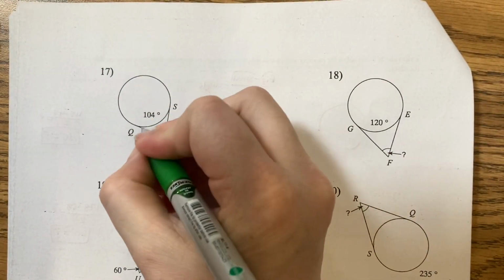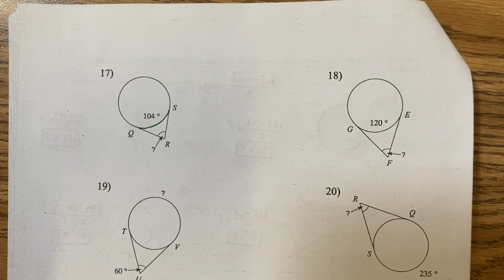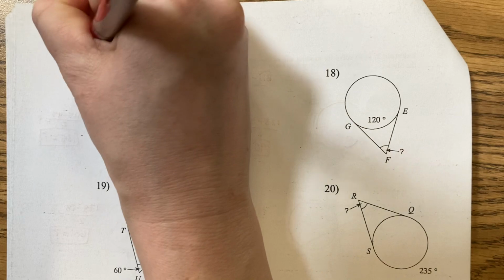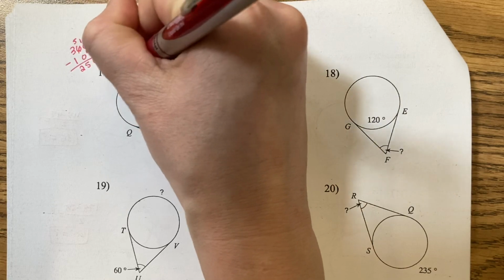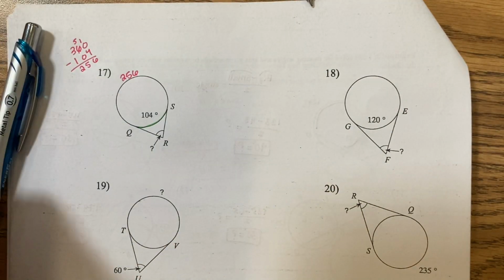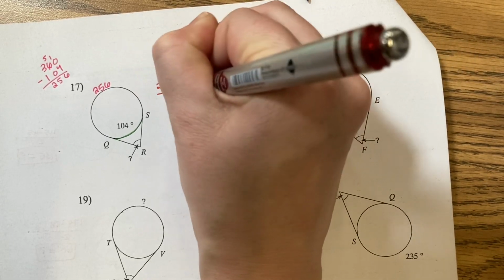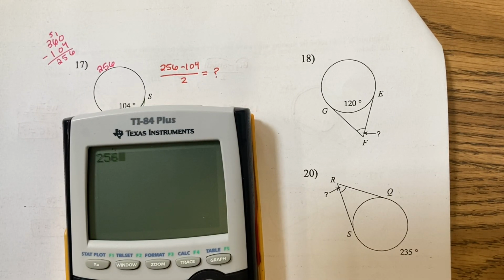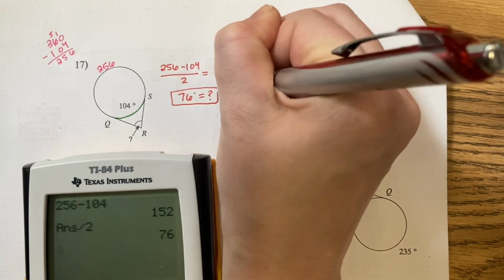Question 17. I have the small arc. I need the big arc, so I'm going to do 360 minus 104. Okay. Big arc minus the small arc divided by 2 equals the angle. I can just calculate that. 256 minus 104 divided by 2. 76 degrees.